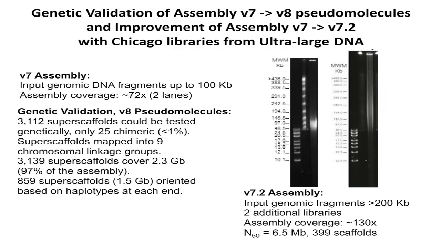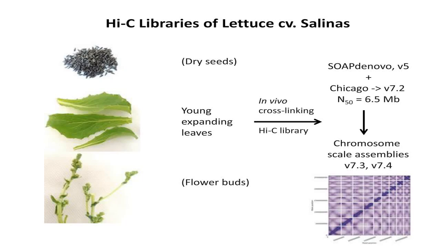But we wanted to get better, and so we persuaded Dovetail to try and get ultra-high molecular weight DNA, which they did from seeds. This then allowed, as Brandon was saying, it's very much driven by the size of the input DNA. The initial Chicago libraries were 100 kb. That gave us about 2 lanes and about 72x coverage, and I've summarized those stats for you already. With the V2 assembly, we then made 2 additional libraries with genomic fragments, as shown here, well over 200 kb. That gave us an assembly coverage of at least 130x. This allowed us to raise the N50 up to 6.5 megabases, which is contained in close to 400 scaffolds. So using the larger DNA and greater coverage gave us a good bit better resolution.